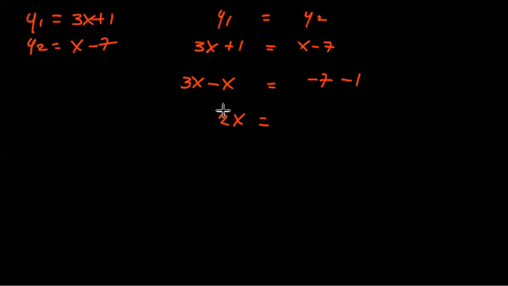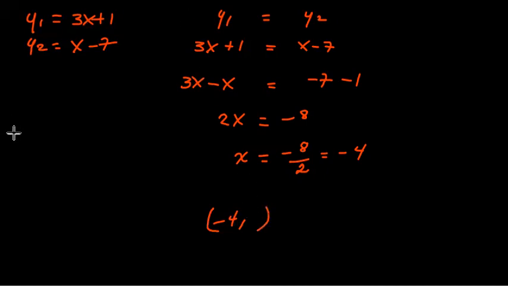But 3x minus x is 2x. Minus 7 minus 1 is minus 8. Hence, 2x is equal to minus 8. Now I've got to divide both sides by 2 because I want just x, right? So x is equal to minus 8 divided by 2, which is minus 4. So I know the answer that I'm looking for is minus 4 and something. But what is that something?